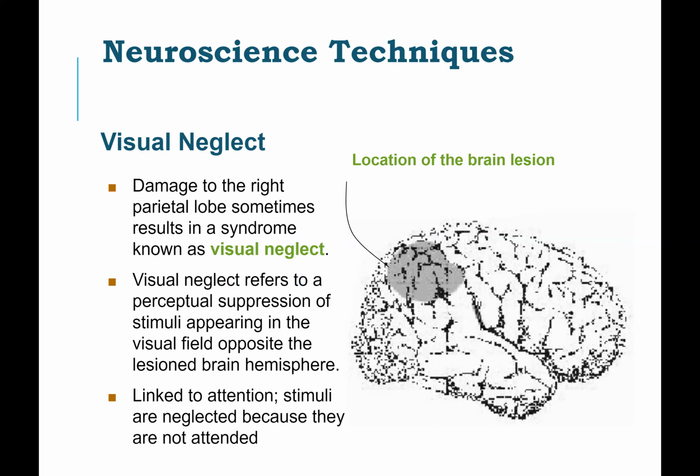So when this part of the brain is damaged, we call it visual neglect, and it's really a perceptual suppression. It's linked to attention, and we'll talk about attention later, because they're just really not attending to that part of the world. They're not processing that part of the world, and they're not aware that they're not processing that part of the world.